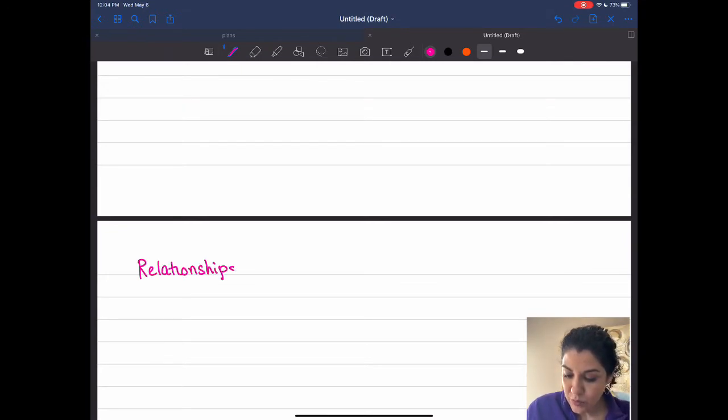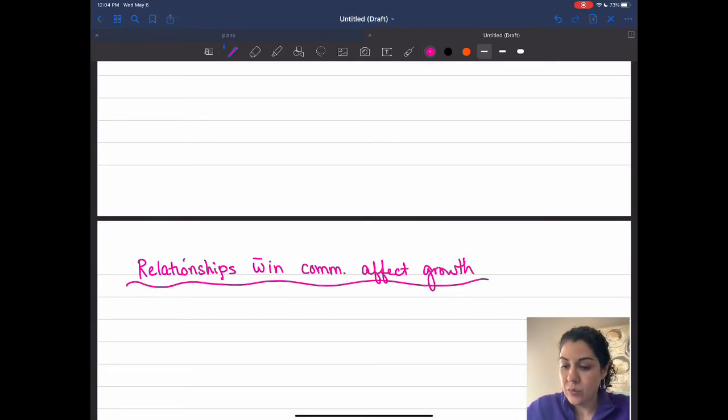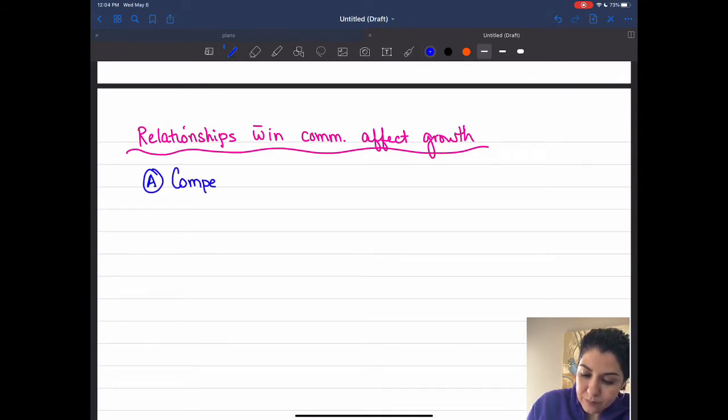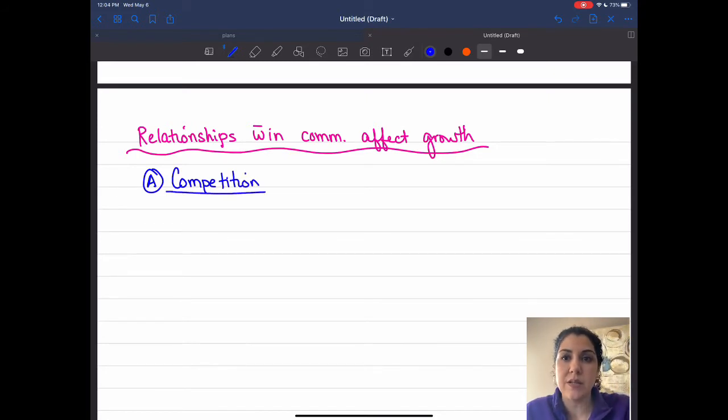So relationships within communities affect growth. What kinds of relationships are we discussing here? You probably will have seen a lot of these either in junior high or in Bio 20. So the first kind of relationship I want to talk about is competition. We know that fierce competition can decrease numbers.